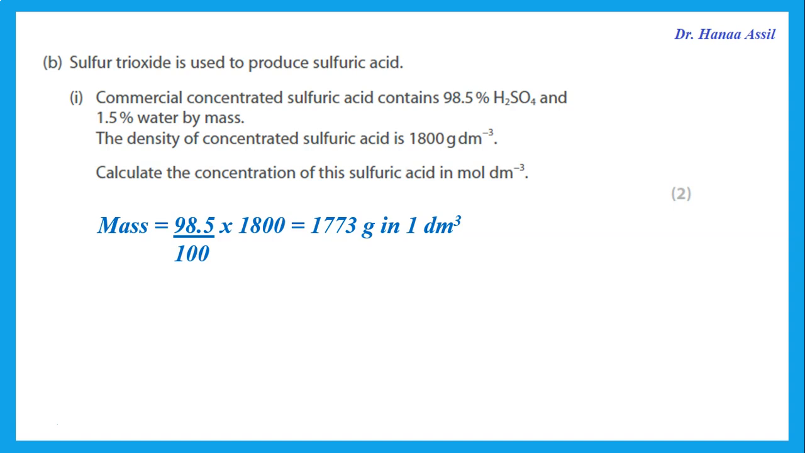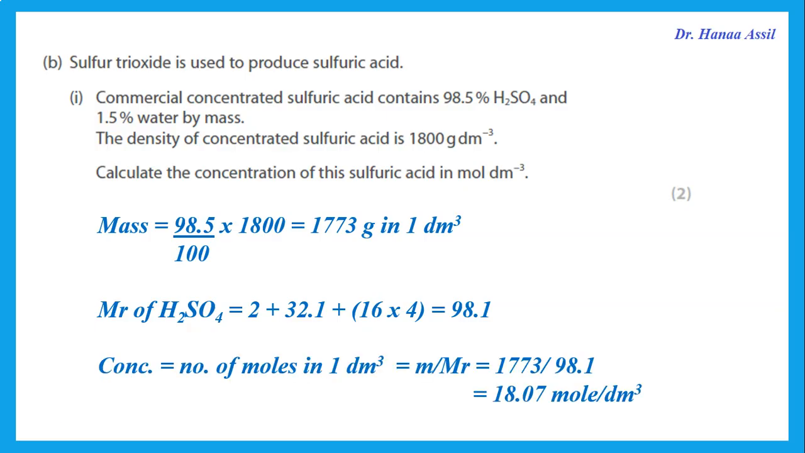Now we can go on and determine. We know that the Mr, I can calculate it. It comes out to be 98.1. So I can get the concentration in 1 decimeter cube. That would be changing the mass to moles. So this gives 18.07 mole in 1 decimeter cube.